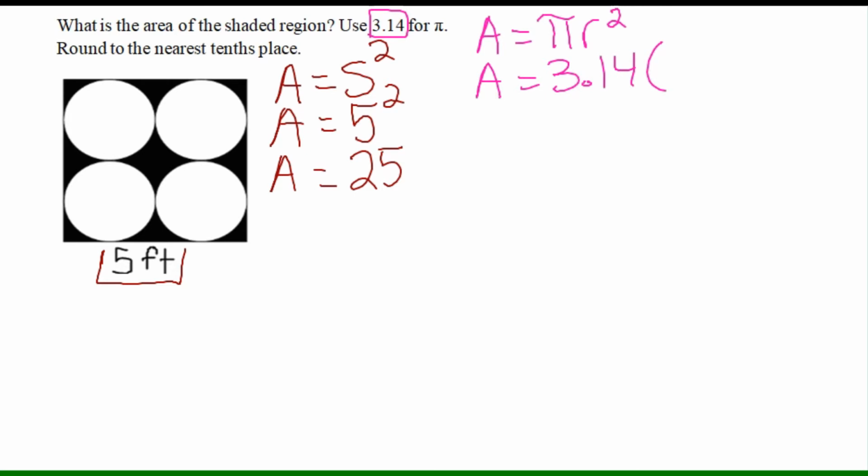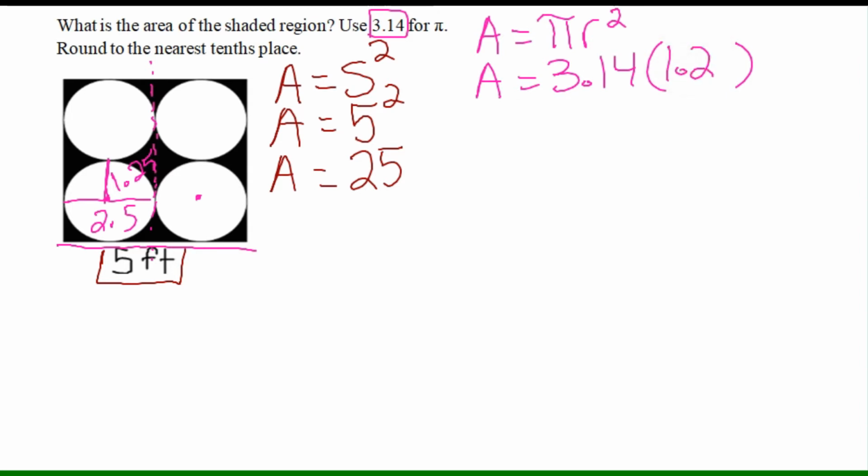Now we have to figure out what the radius is going to be. All we have is this, which is 5, but we can definitely figure out what the radius is. So we split this figure in half. We know half of 5 is 2.5. So that means our diameter is 2.5. And we know the radius is half of the diameter. So half of 2.5 will give us 1.25. So our radius is 1.25.